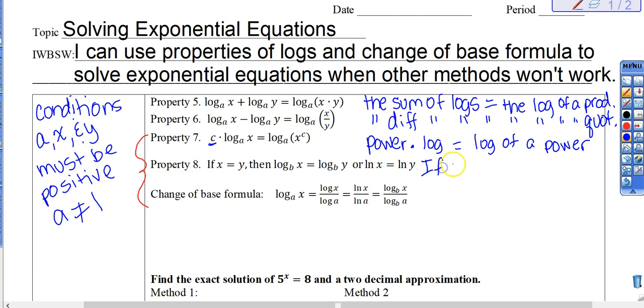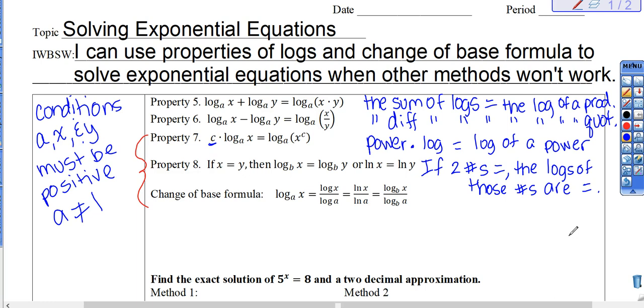If two numbers are equal, then the logs of those numbers are equal. We will employ property 8 often in order to solve exponential equations. You don't have to, but it is typically a little bit easier than converting from the exponential into the logarithm and working through the process that way.